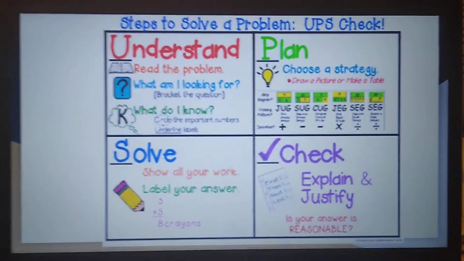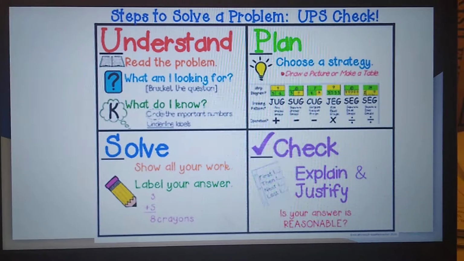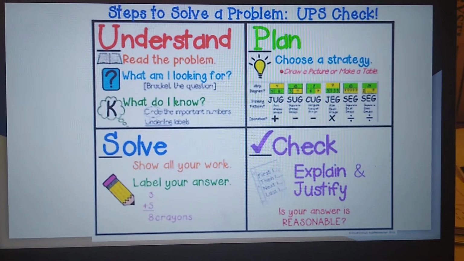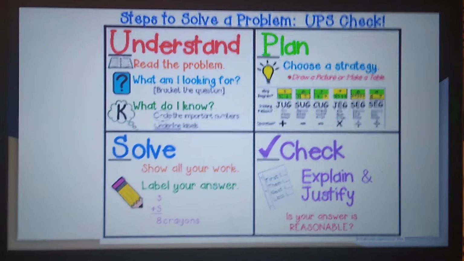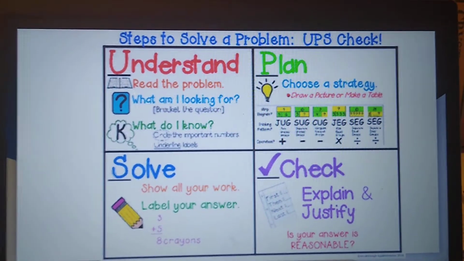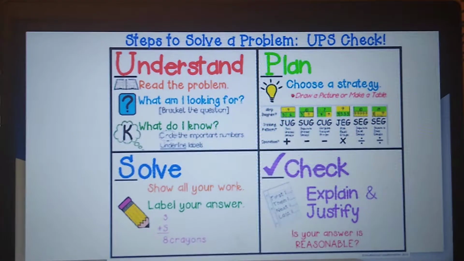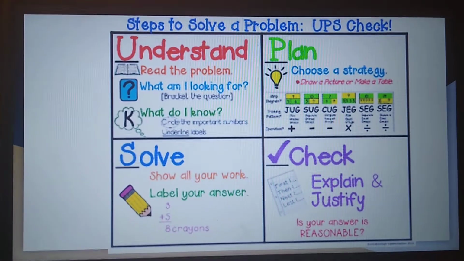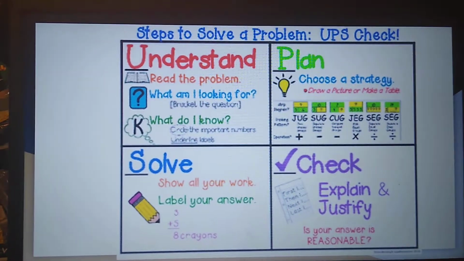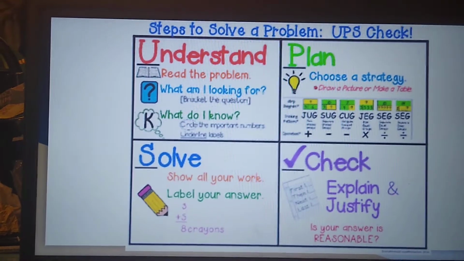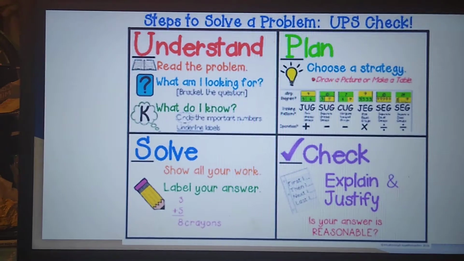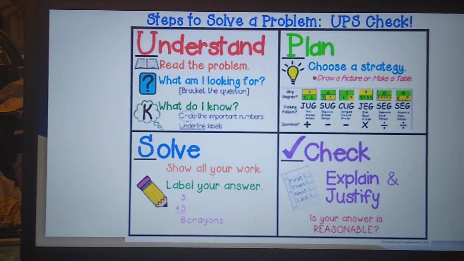All right, so let's review the steps to solving a word problem. If you look at this chart, the first box tells us that we need to understand. In order to understand the word problem, you need to read the word problem and then ask yourself, what am I looking for? What is the question that it needs me to answer? And then ask yourself, what do I know?